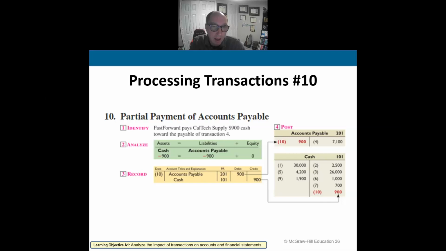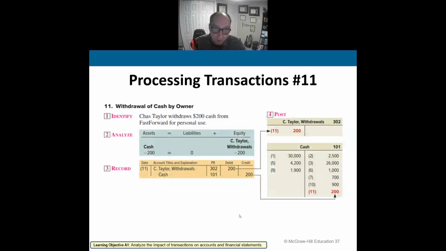Another example of a transaction. I'm not paying the whole bill. I'm paying part of a bill that I received. I'm paying $900 in cash towards a transaction that happened earlier. So I'm going to reduce my cash and reduce my accounts payable. I debit accounts payable to reduce the accounts payable. Remember, I'm debiting a liability account to reduce the liability. And I'm crediting cash to reduce my cash. I post those to my ledger accounts.